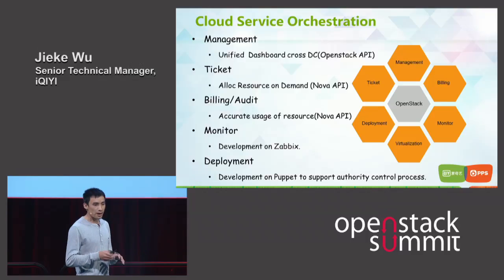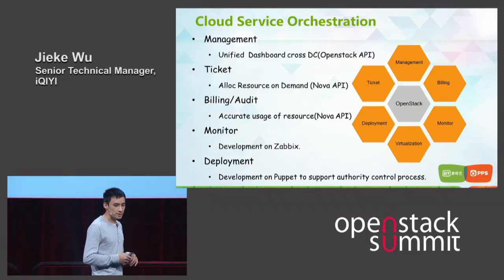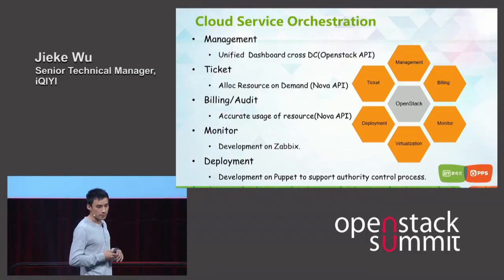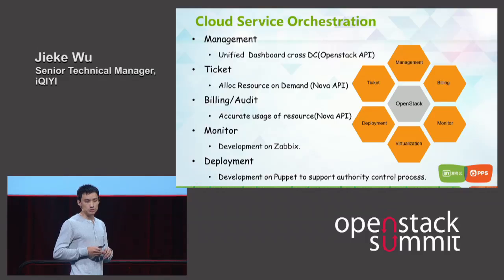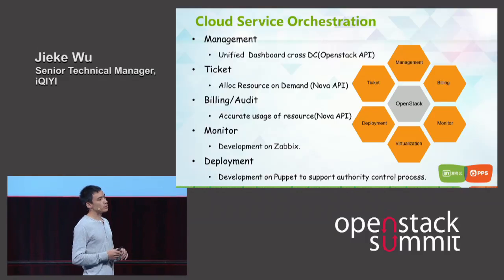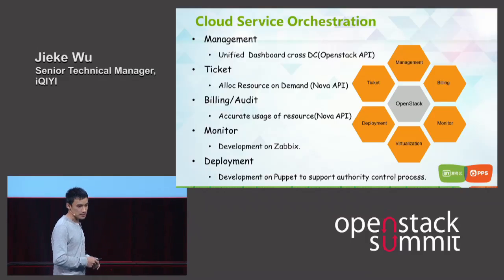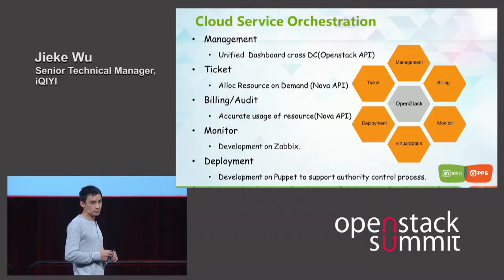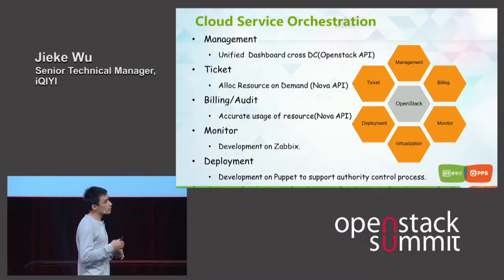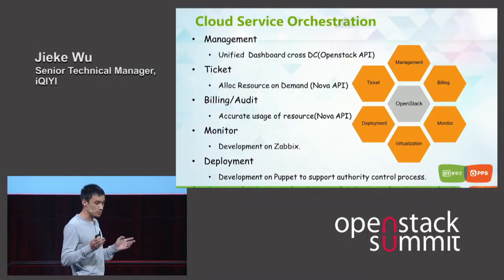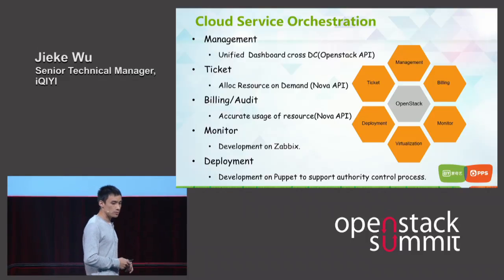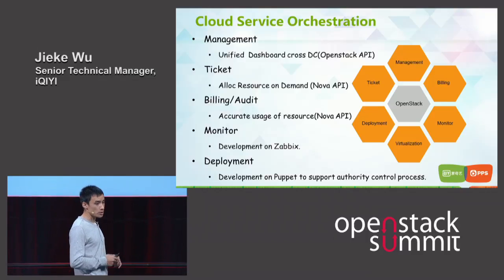In order to minimize our operational efforts, we set up several systems to co-work with OpenStack. The first one is the management system. It provides a unified entry to manage the virtual machine life cycles and check the OpenStack functionalities. We can also review the computing resource statistics. The next one is the ticket system to review customer requirements. The third one is the audit system, and it helps our management to identify the area where to cut and achieve the profit. The next one is the monitor. We are based on Zabbix, an open source project. The last one is the deploy system, and we extended Puppet to support the authority control process.